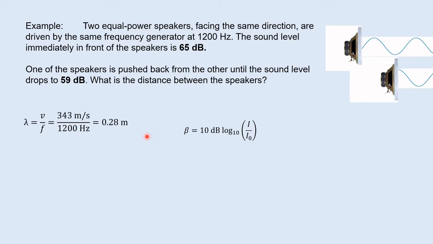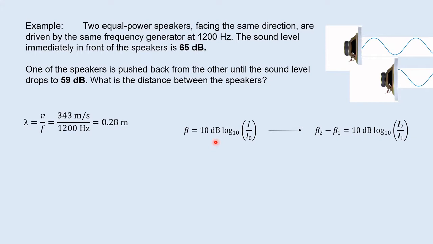Well, they've given us the sound level in decibels. So let's see here. We're talking about wave interference. We know how to calculate the amplitude of the total wave. We can relate amplitude to intensity. So we need to turn the sound level in decibels into an intensity. Here's the definition of the sound level in decibels. Well, we've really got two decibel levels that we're talking about. We start at 65, we drop down to 59. So for the difference in two sound levels, you would just evaluate this expression for two different intensities. And then we use that rule.